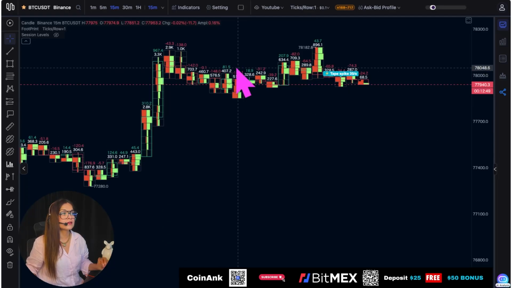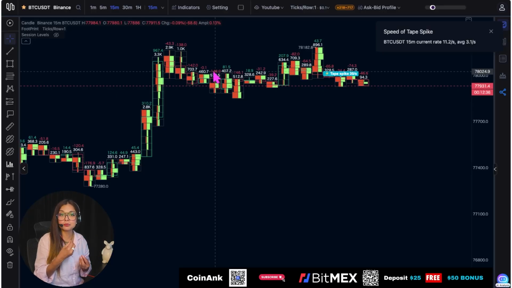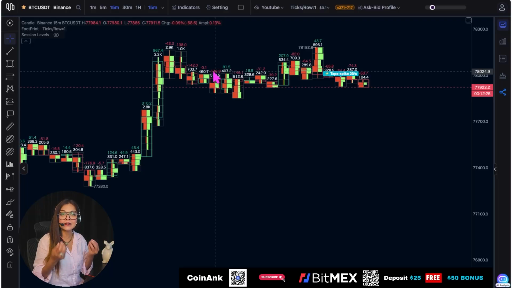So I just look at the delta. I see whether there is negative delta or positive delta, whether the effort is producing some kind of result. That is the most important thing. And if it's not, then it's telling me that there is an aggressive buyer or an aggressive seller that's eating up the buys or the sells.